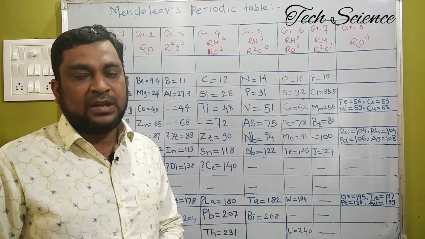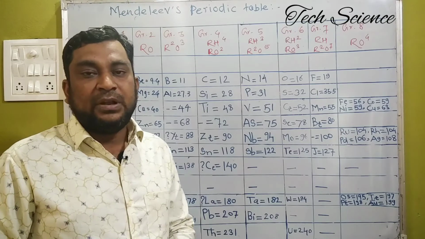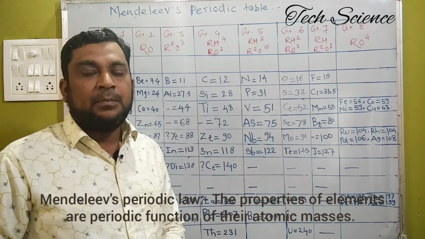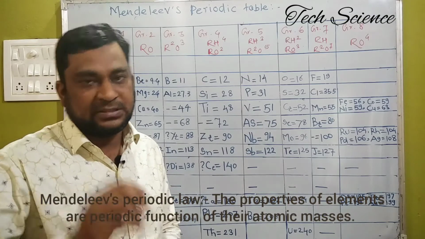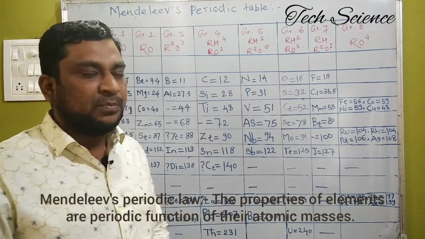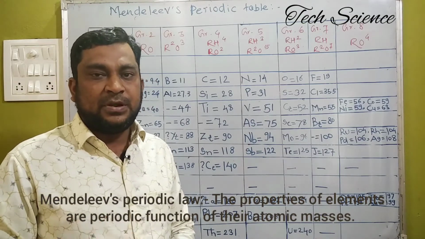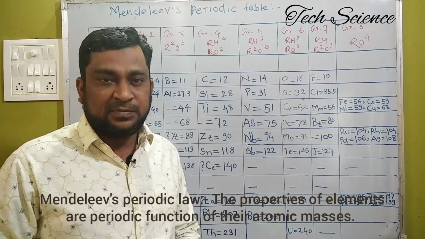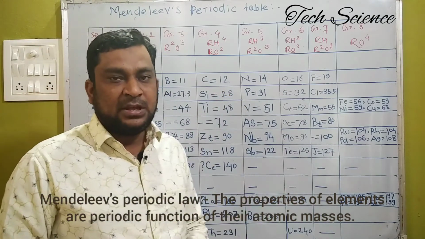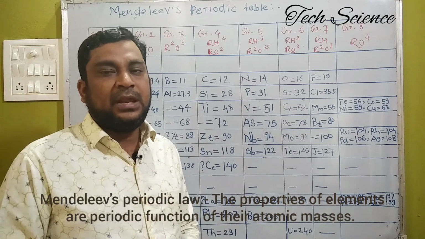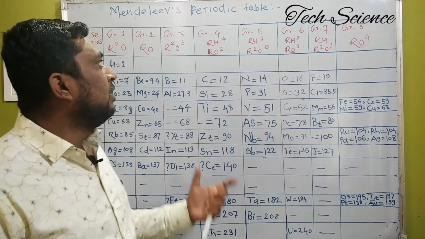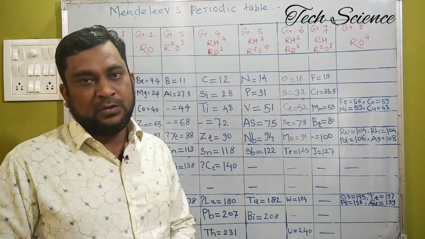And on that basis, Mendeleev designed the statement. What is the statement? The properties of the elements are a periodic function of their atomic masses. This is the statement of Mendeleev's periodic law. What does this mean? It means that when the elements are arranged in the increasing order of their atomic masses, the properties repeat after a certain interval. So this is the structure of the periodic table.